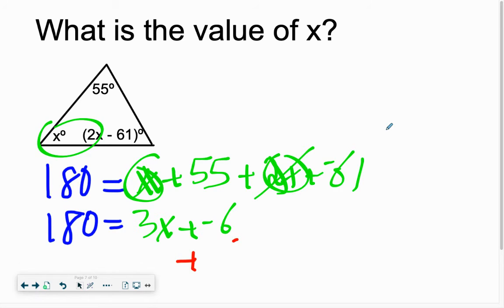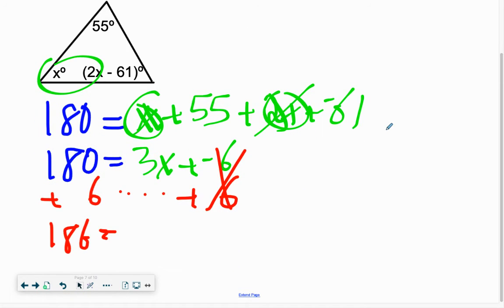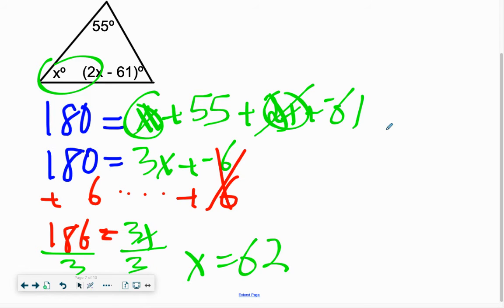Again, now we solve that equation. We're going to add 6 to both sides. You've done that here on the right. So journey to the left side, add that positive 6. Get 186 equals 3x. And of course, divide both sides by 3, where x equals 62. Since it said find the value of x, you have done that, you have solved for the value of x, and you're done.